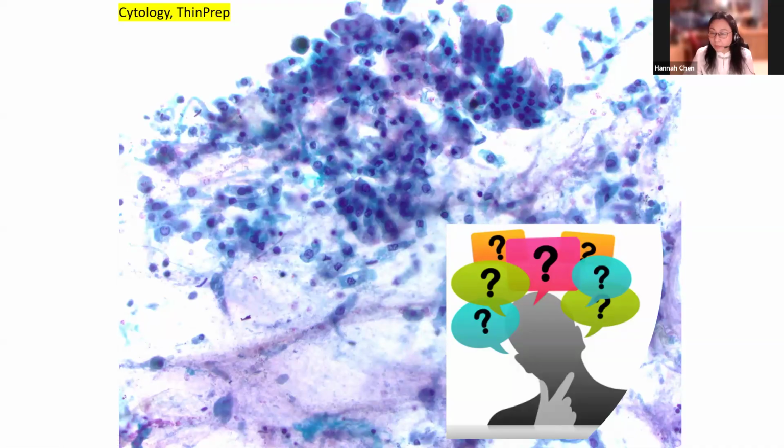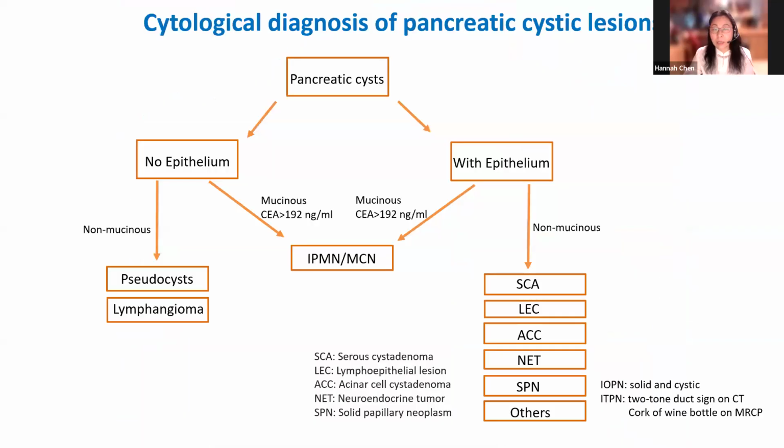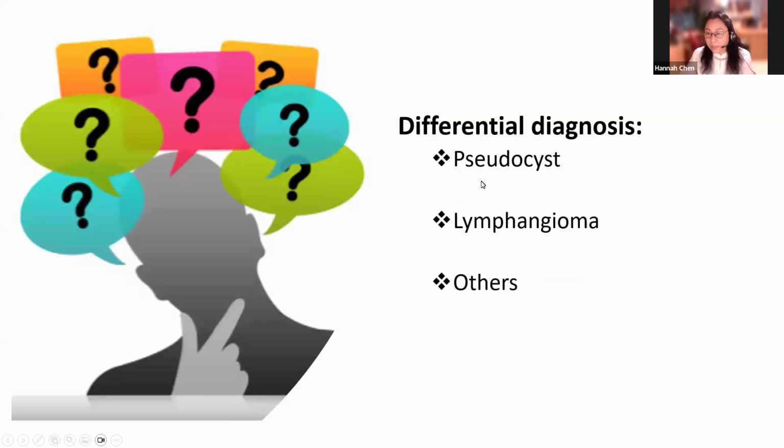So what's the diagnosis or differential diagnosis? Okay, come back to the diagnostic algorithm. Again, this case, I didn't see epithelium. I also didn't see mucin. So the differential diagnosis include pseudocyst, lymphangioma, or possibly other entities. This case does not look like a pseudocyst because it does not show dirty background. As mentioned, it's pretty clean.